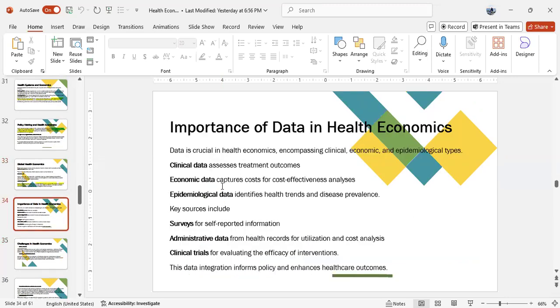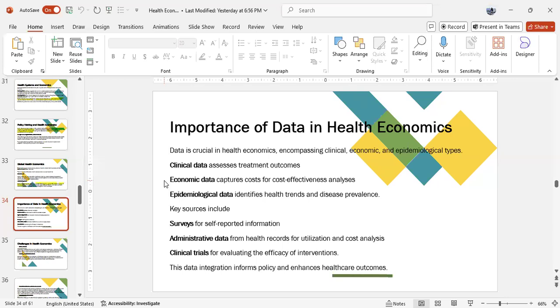Importance of data in health economics. Data is crucial in health economics, encompassing clinical, economic, and epidemiological types. Clinical data assesses treatment outcomes. Economic data captures cost for cost effectiveness analysis. Epidemiological data identifies health trends and disease prevalence.